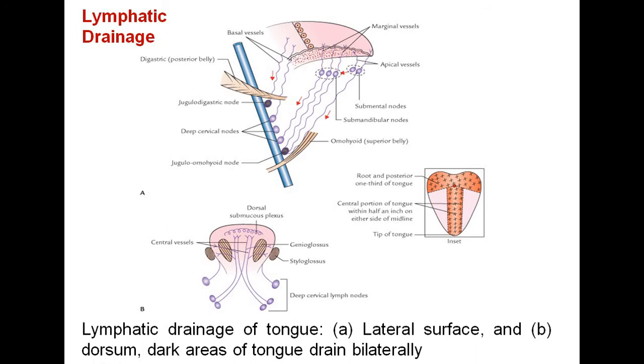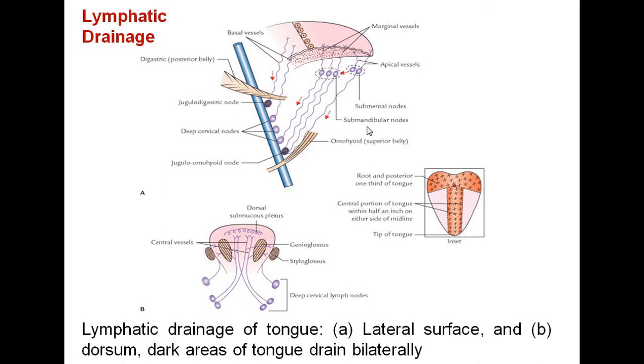So this area includes the tip of the tongue, which gets drained bilaterally into the submental groups of lymph nodes; the central portion of the tongue, within half an inch on either side of the midline, which gets drained into the jugulo-omohyoid and the jugulo-digastric groups of lymph nodes; and the root and the posterior 1/3 part of the tongue, which get drained bilaterally into the deep cervical groups and the jugulo-digastric and jugulo-omohyoid groups of lymph nodes.